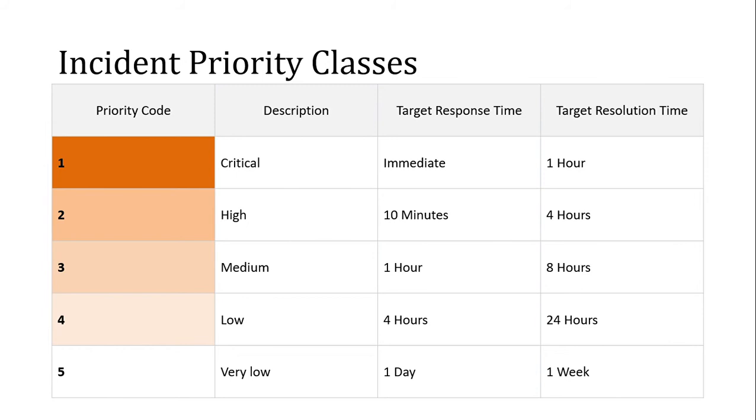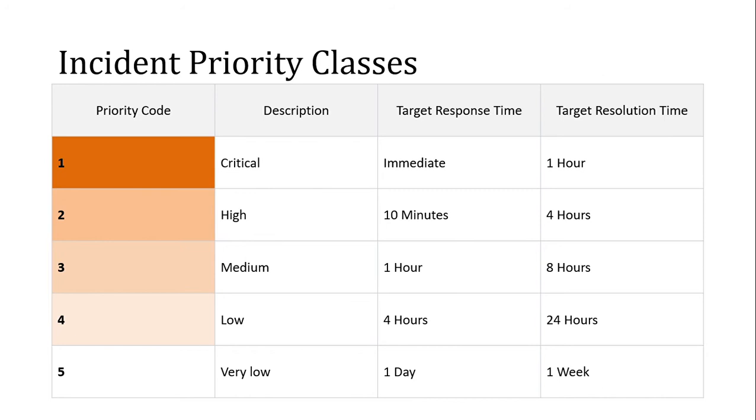And P3 tickets, we call them medium tickets, and we are supposed to respond within 1 hour, and we have a resolution time of about 8 hours. When it comes to a P4 ticket, we call them very low priority tickets. Got it? P4 ticket. We are supposed to respond within 4 hours, and resolution should be within 24 hours. For a P5 ticket, we call it a very low ticket, we are supposed to respond within 1 day, and it's supposed to get resolved in 1 week.